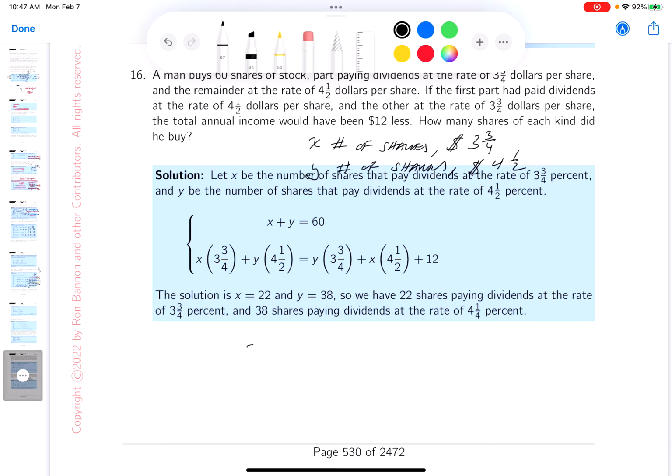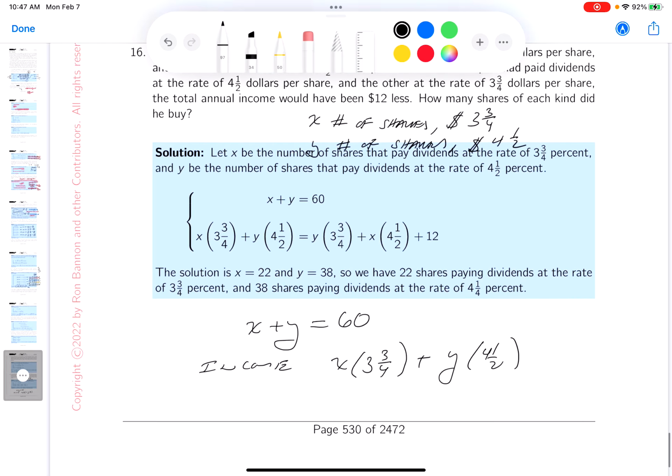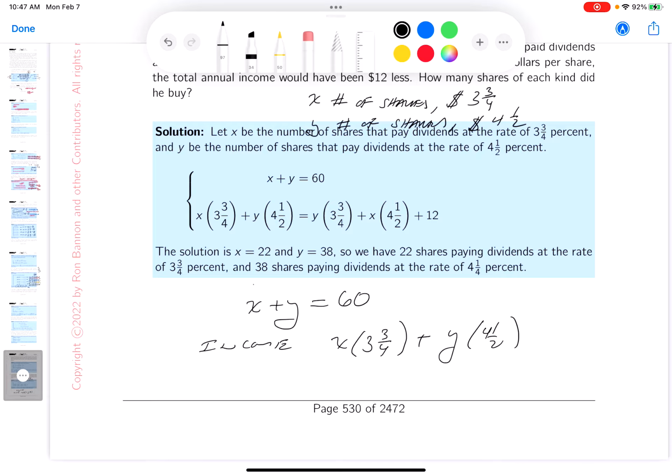The first sentence, we know that X plus Y is equal to 60. And we know the income from the dividends. Well, X pays 3.75, I'll just say. And Y, the number of shares there, would pay 4.5. That's the income. All right, now certainly I want to keep reading. It says, if the first part had paid, well, I'm going to call this the first part, and this the second part.